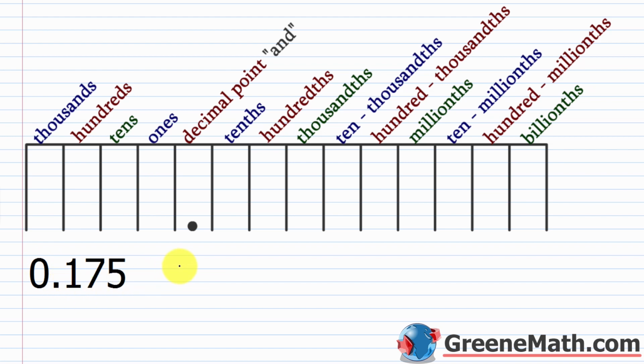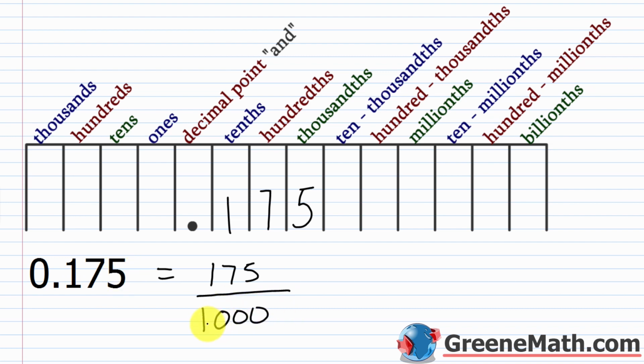So let's fill in our place value chart. I have a 1 that will go in my tenths place. I have a 7 that's going to go in my hundredths place. And I have a 5 that's going to go in my thousandths place. And so remember, if you have 0.175, you could write this as a decimal fraction as 175 over a 1 followed by 3 zeros, right? Because you have 3 decimal places. 1, 2, 3. And look at your bottom number. It's 1,000. Look at your rightmost digit of this number. It's in the thousandths place.